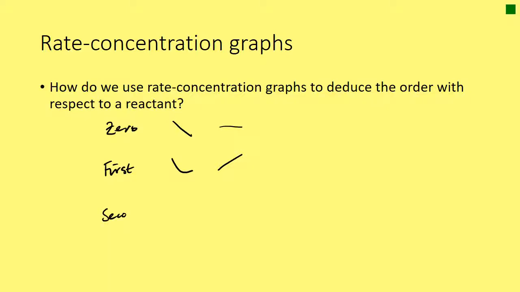And second order is going to be also like that, but like that for your rate concentration chart there. So these ones are your concentration time graphs, and these ones here are your rate concentration graphs.